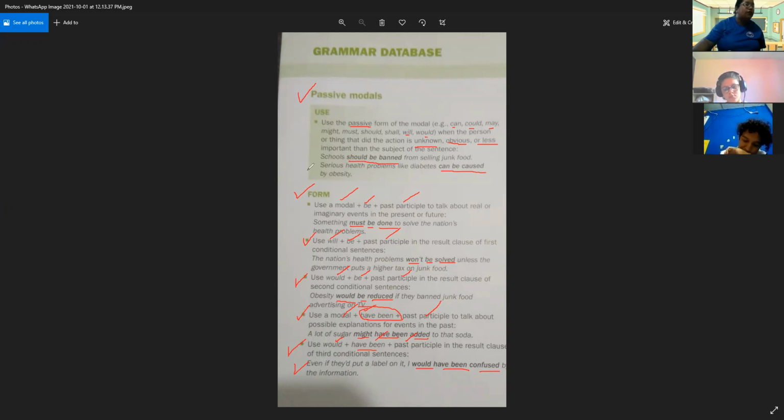Okay, so this is the use of the passive modals. Remember all the modals in the present and in the past, and the different forms that we're going to work on in this lesson for the passive modals.